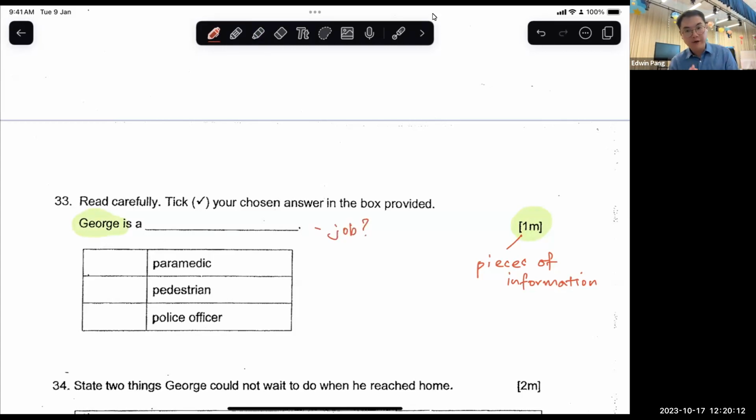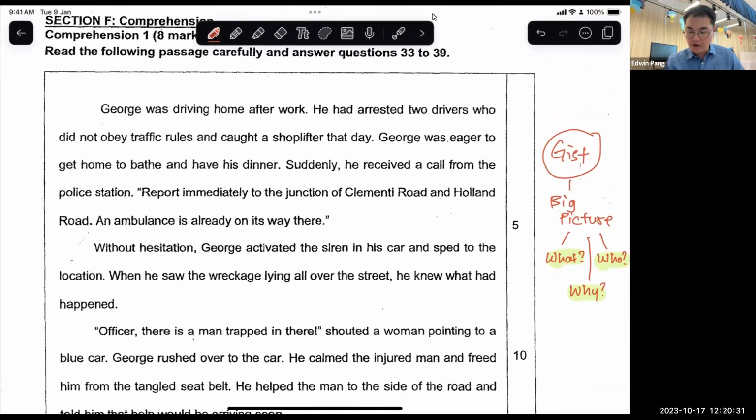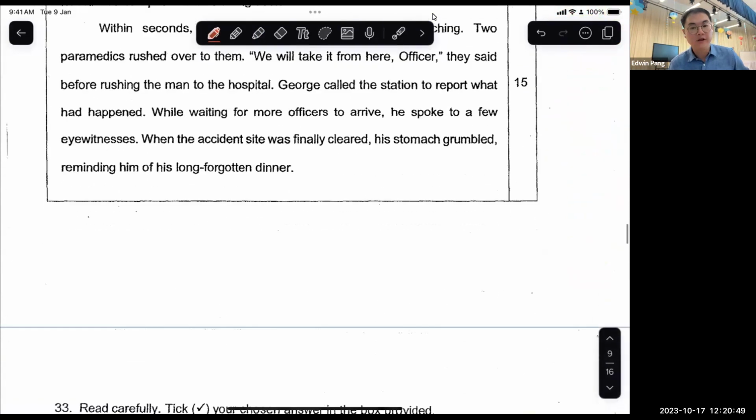Okay. And so I can find this very clearly in the first paragraph. So I'm going to scroll up. Have you all highlighted George? Okay, good. Have you written the word job? Okay, good. Now we scroll back up to the first paragraph. Why? Because the first question always references the first paragraph. And I'm going to highlight, okay? He had arrested 2 drivers and he had caught a shoplifter, okay? So who has the authority to arrest and to catch, right? Obviously, this is going to tell me the answer to this.